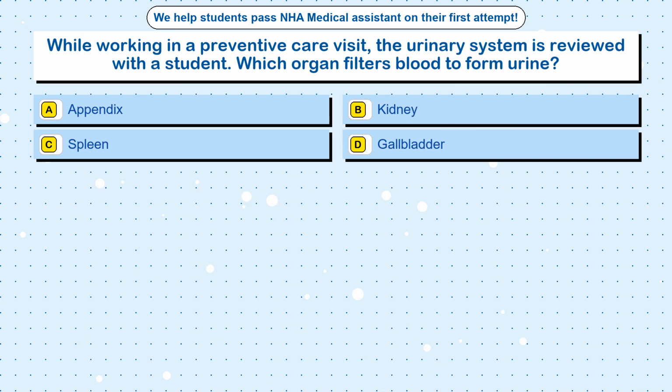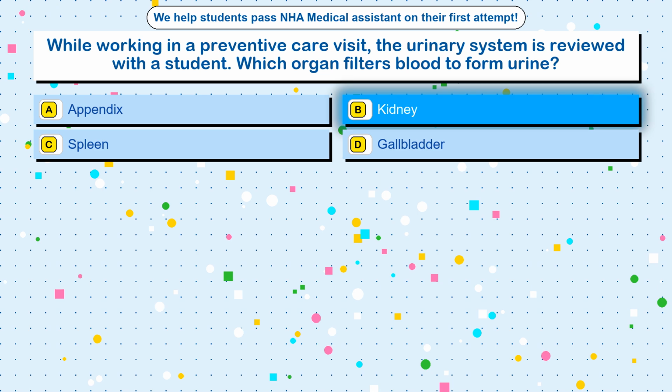Question 12. While working in a preventive care visit, the urinary system is reviewed with a student. Which organ filters blood to form urine? Option A. Appendix. Option B. Kidney. Option C. Spleen. Option D. Gallbladder. The correct answer is option B.